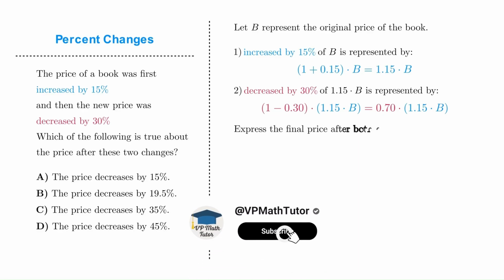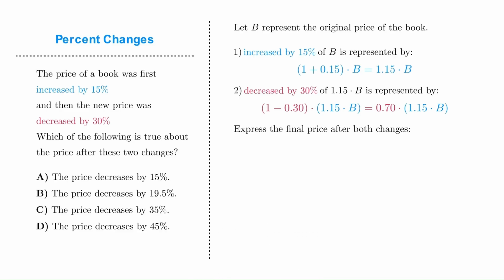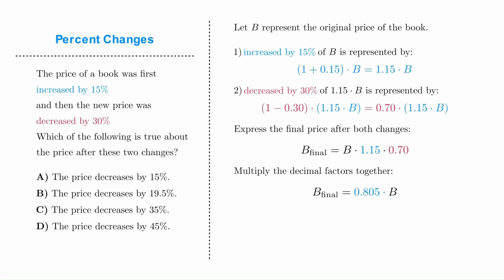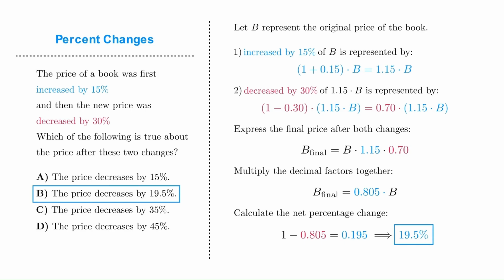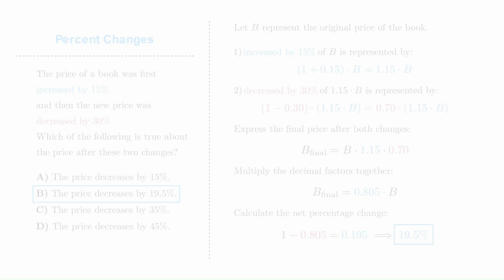Now we can express the final price after both changes have occurred as B final equals B multiply 1.15 multiply 0.70. Next, we multiply the decimal factors together. To find the net percentage change, we subtract this factor from 1. This result, 0.195, represents a 19.5% decrease from the original price. Therefore, the correct choice is B. The price decreases by 19.5%.